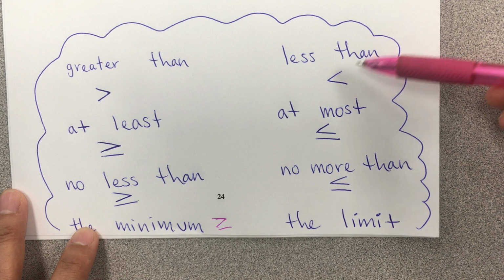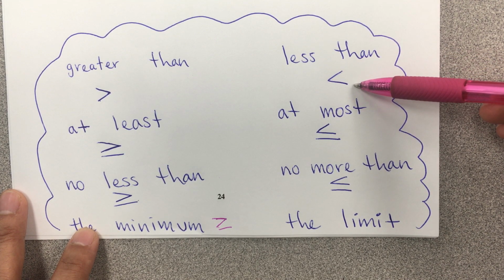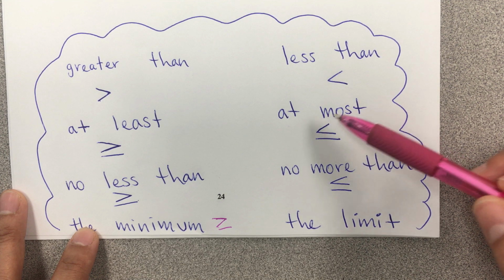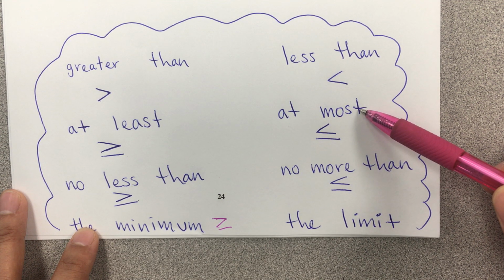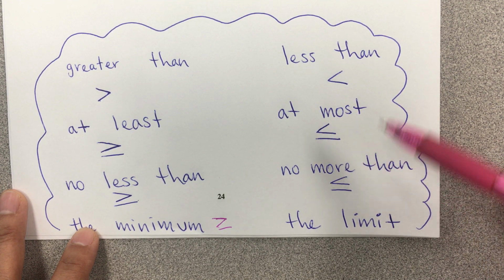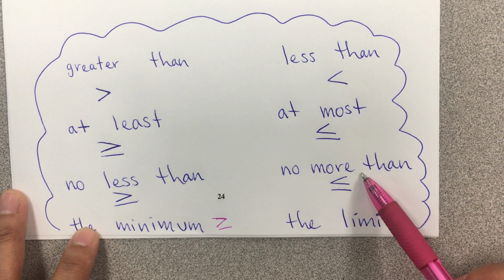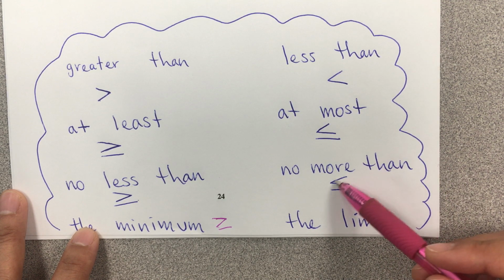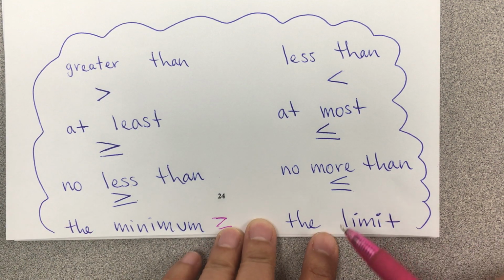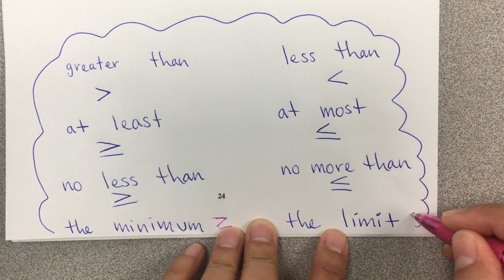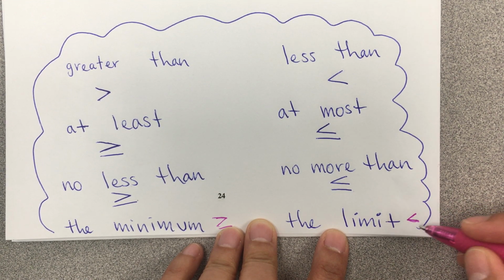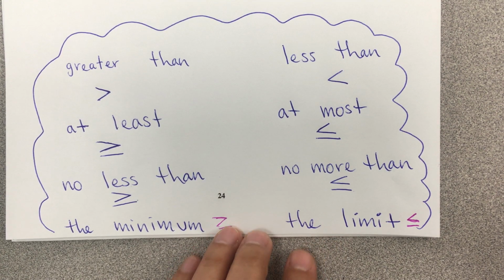Now for less than is less than. That's very simple, straightforward. At most means at most I'll give you $5,000 for your car. So I'm going to give you less or equal to 5,000. I will give you no more than 5,000. I'll give you less or equal to the 5,000 for that car. The limit is, okay, so the limit is they gave me $5,000 to buy a car, so it's going to be less or equal to, okay?